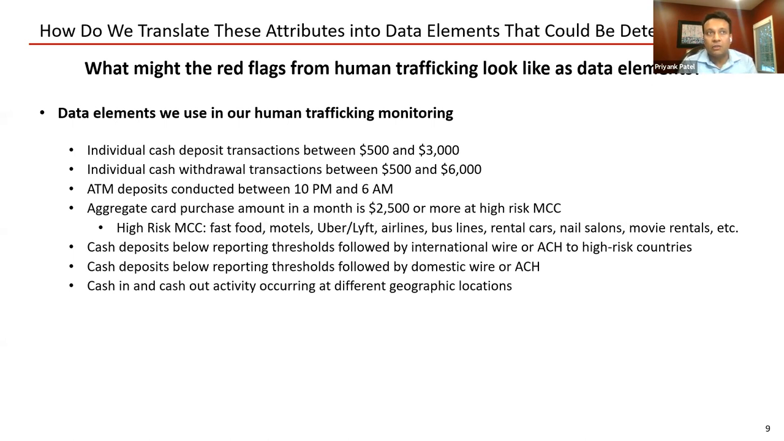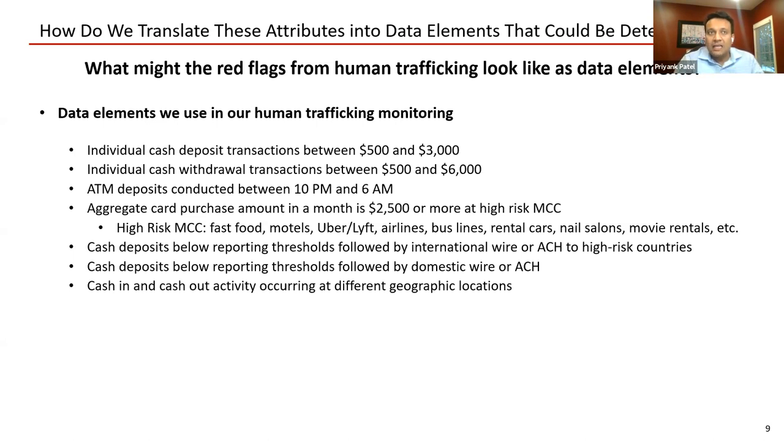So from that perspective, we focus on the businesses as well as individuals. Also off-hours ATM deposits, as well as expenses tied to human trafficking. Again, the intent is not to look at a handful of transactions. We are looking for excessive activity, and for high-risk MCCs that are typically available in your credit card and debit card transactions. So we figure out what MCCs we are interested in: fast food, motels, airlines, bus lines or Uber, or nail salons. Those are the MCCs we focus on leveraging.